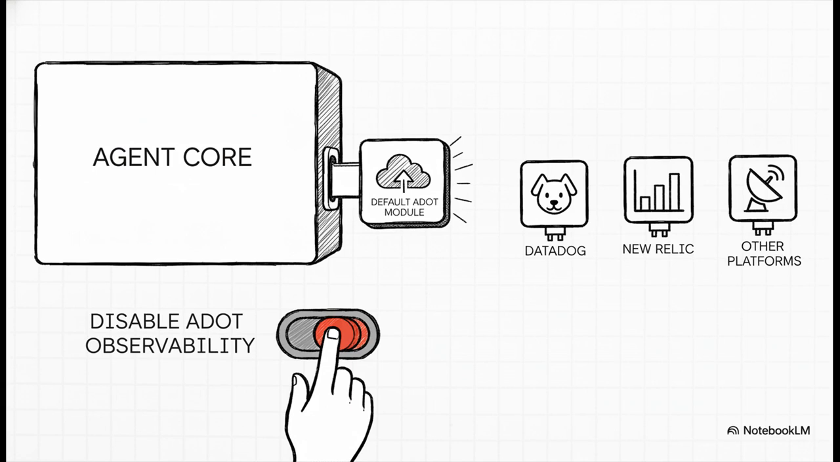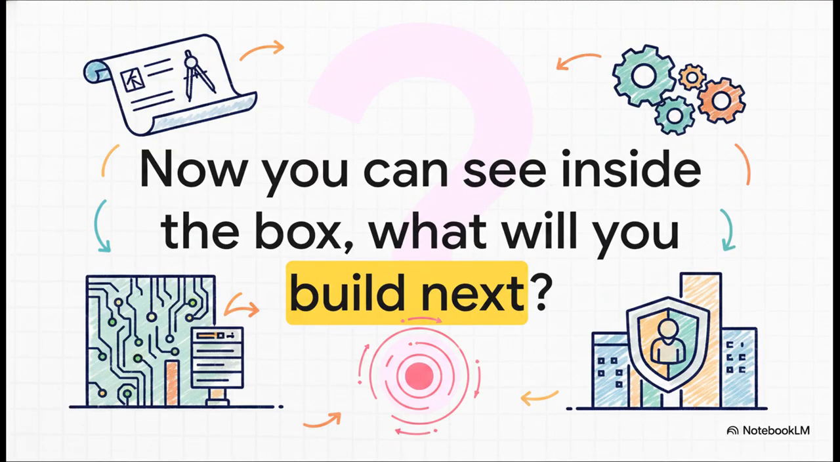Oh, and one last pro tip before we go. What if you're already using something like Datadog or New Relic? No problem at all. AgentCore plays nicely with others. All you do is set one little environment variable, DISABLE_ADOT_OBSERVABILITY equals true, and that tells the default AWS setup to step aside and lets your own tools take over. Super flexible.